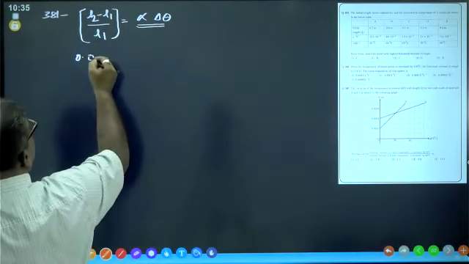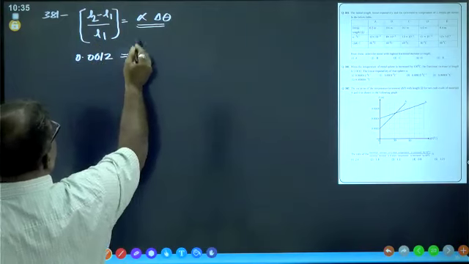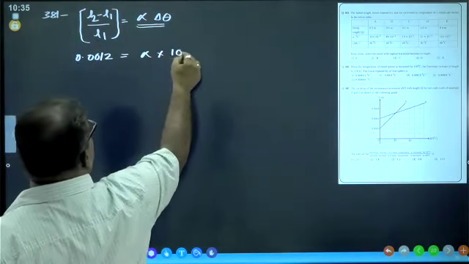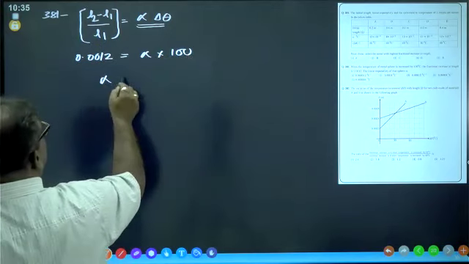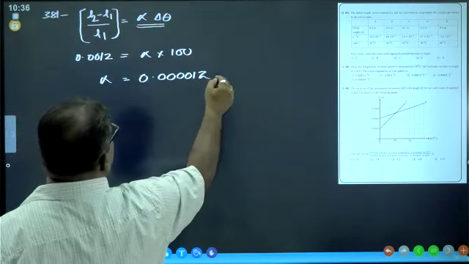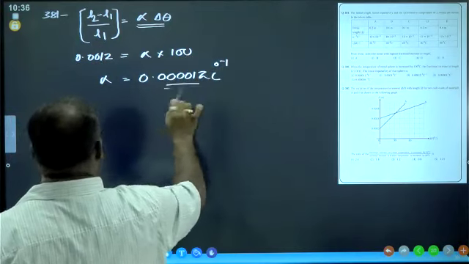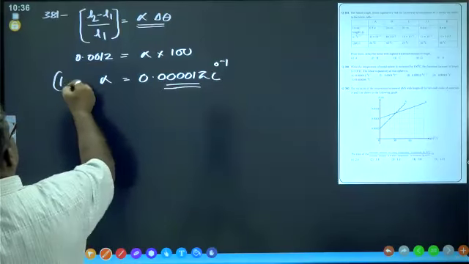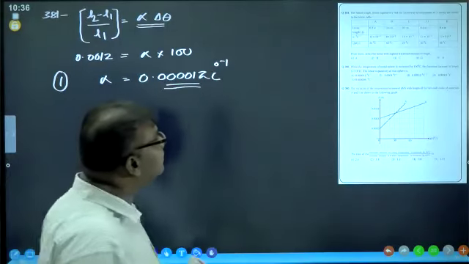This 0.0012 equals alpha, to be found, times 100 degrees Celsius. We have to add two zeros here, no? 0.000012 per degree Celsius. This could be the answer. The best answer is the first one, no? The first one is the correct answer. Right.